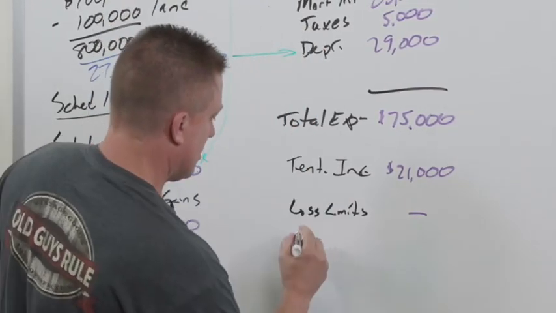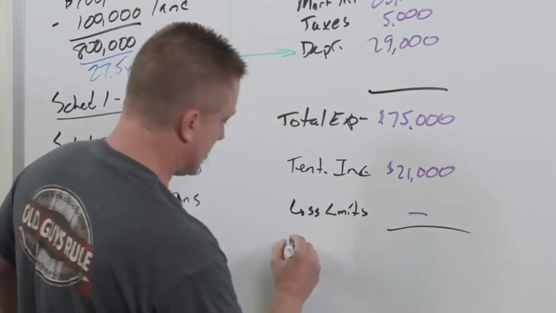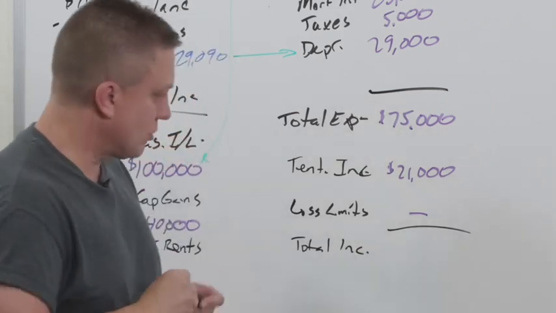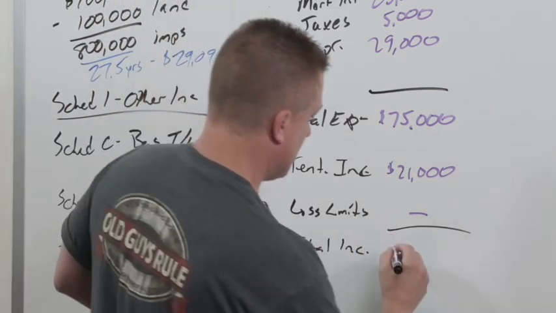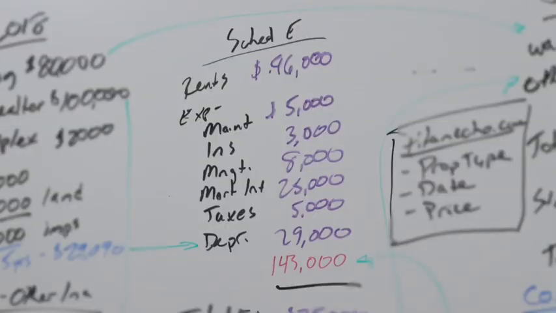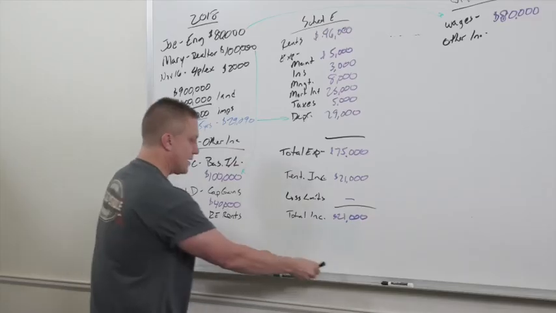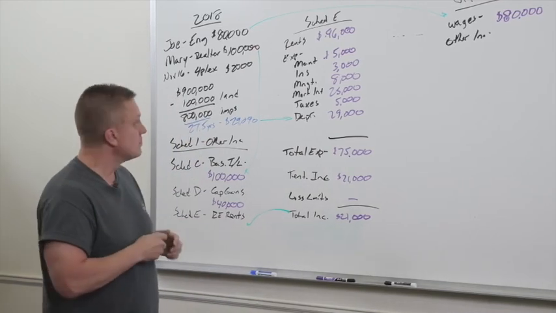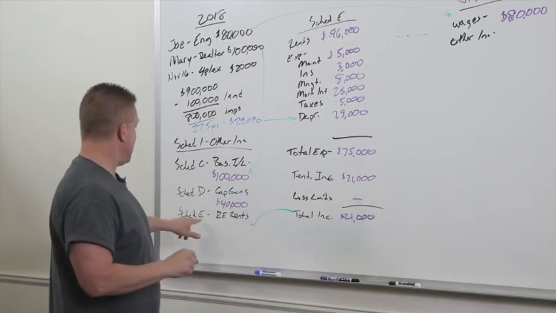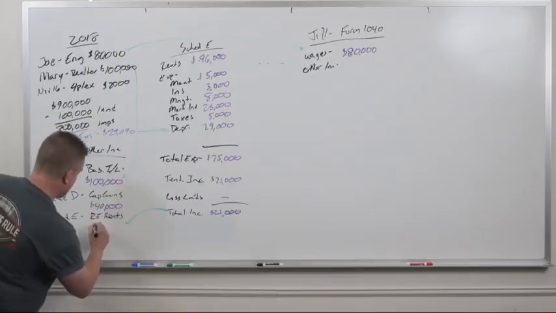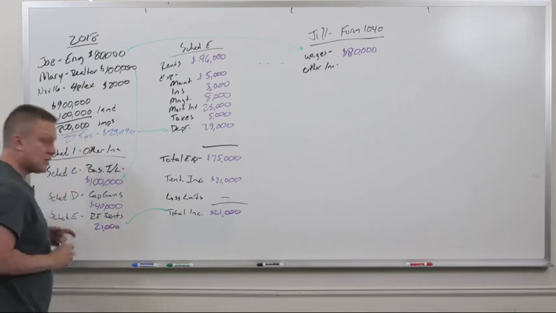What's left over, we end up doing this, and this is called total income. Total income for Joe and Mary in this case, $21,000. That's total income on the Schedule E, which then I'm going to do my green line here. This comes in here, right? Schedule E rolls up under Schedule 1, and these guys have a $21,000 Schedule E income.